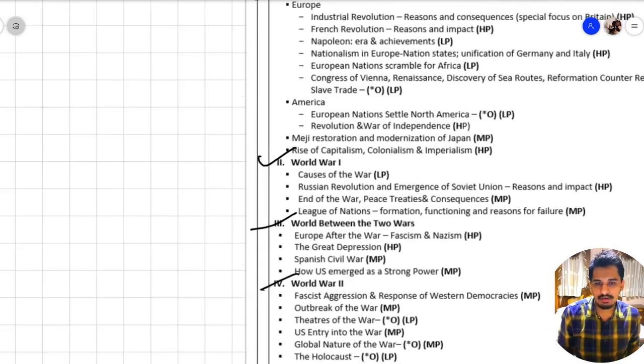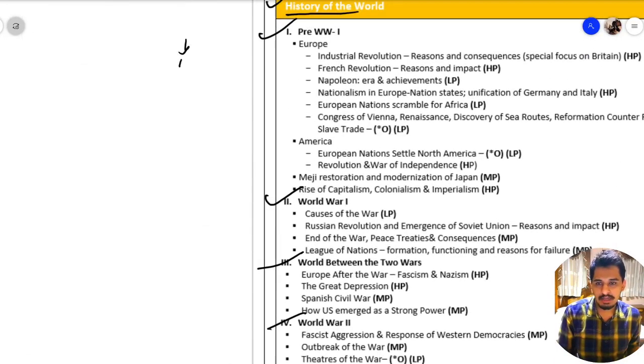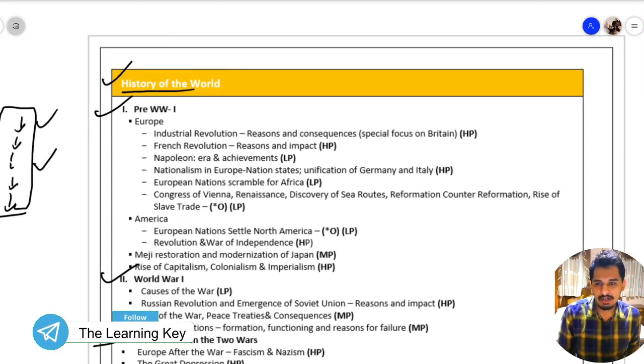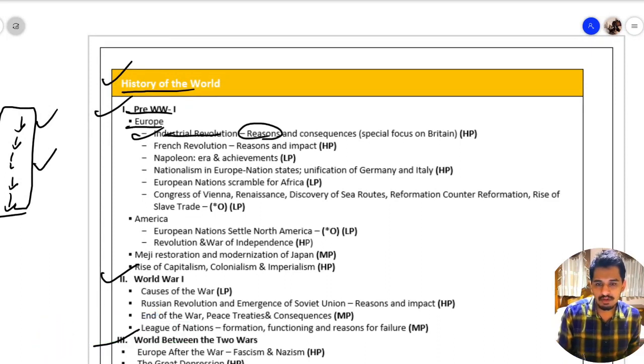So the best way to study world history is to remember it as a sequence of events, one after another. This will make it interesting for you to study, and also it will be easier for you to remember the events. So at first, in world before World War I, we have Europe. In Europe, we have Industrial Revolution. What were the reasons and what were the consequences of Industrial Revolution?